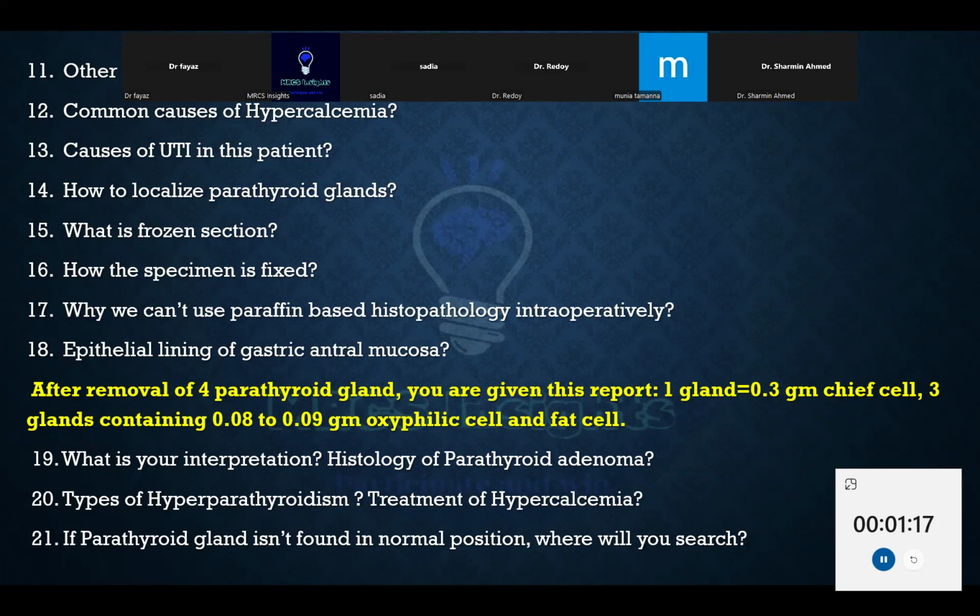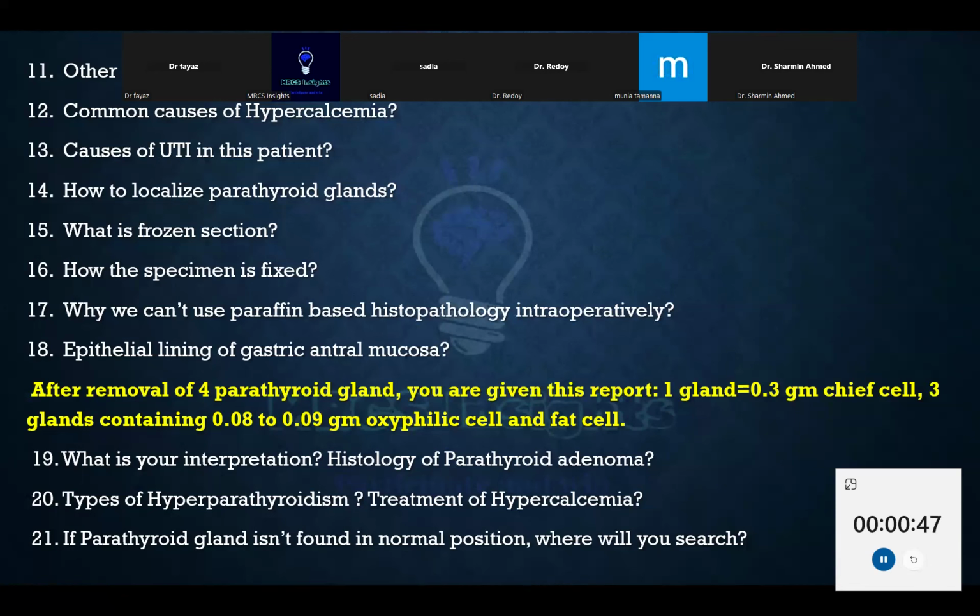So, what are the common causes of hypercalcemia? Common causes of hypercalcemia: malignancy, hyperparathyroidism, increased intake of calcium. Another one? Renal failure. Yes. How to localize the parathyroid gland? Intraoperatively by fresh frozen plasma. What? Fresh frozen section.